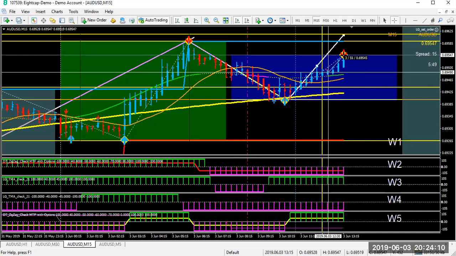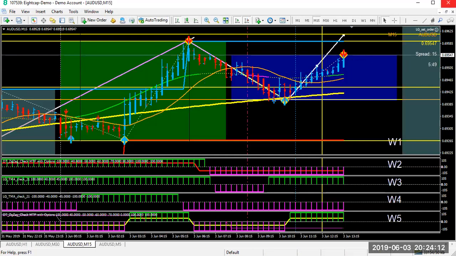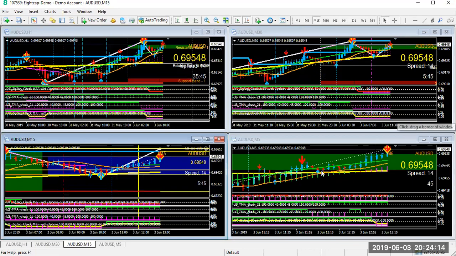Okay, so here you are. You can see multi-time frame, center line still solid green. Okay, so it might grind a bit. So hopefully that answered the question.